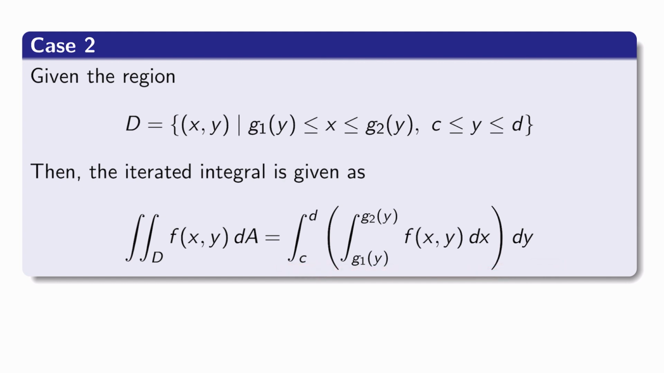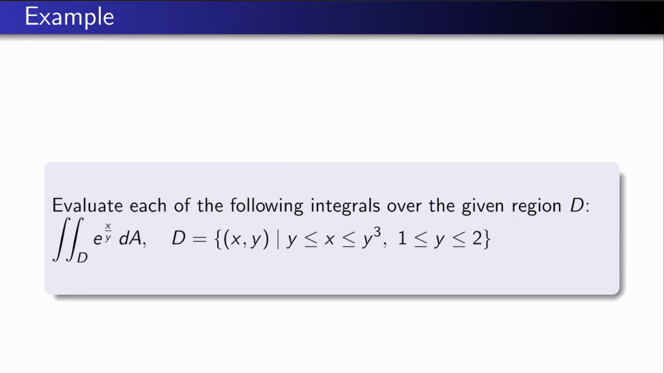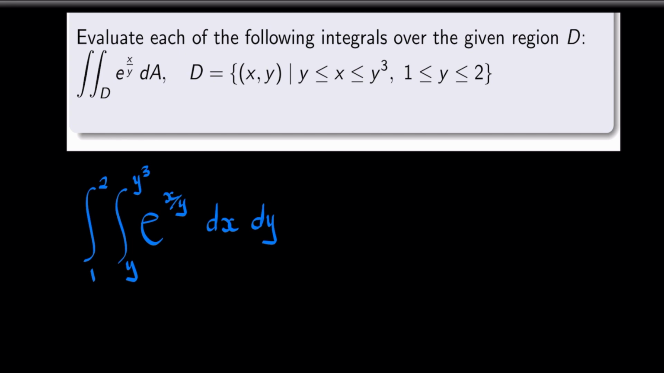We now start solving some examples associated with double integral over general region. With example 1, we have to compute the integral of e to the x over y over the region D such that D is defined to be x lying in between y and y cubed and y lying in between 1 and 2. So here x is defined to be the general region. Since x is the general region, we first have to integrate with respect to x. Then we can integrate our result with respect to y.